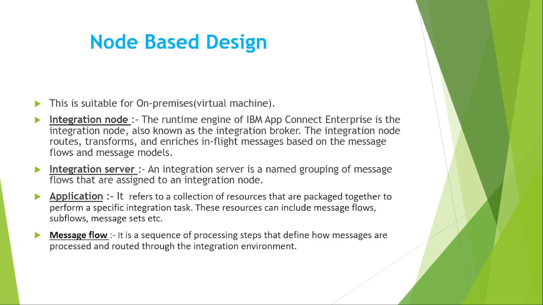And we have seen that from version 11, that is IBM App Connect Enterprise version 11, 12, and the latest one, 13, it has been further categorized into two parts, and you are given an option to deploy your server, your application, on premise or on the cloud. The design of the architecture is also different.